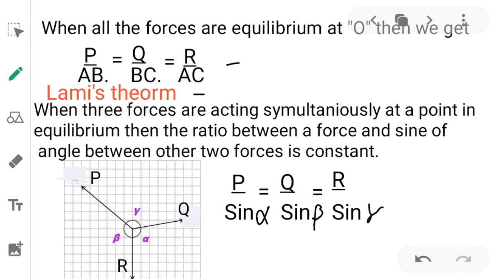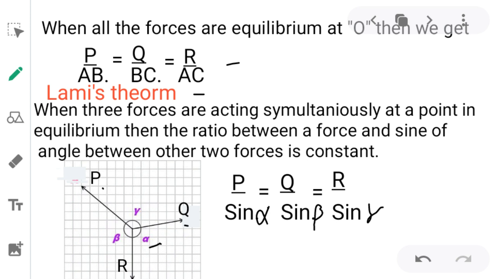What Lamy's theorem states is that the ratio between a force and the sine of the angle between the other two forces remains constant. You may observe in the diagram. Let's take the force P: P divided by sin alpha. Alpha is the angle between the other two forces. So P by sin alpha is equal to Q.